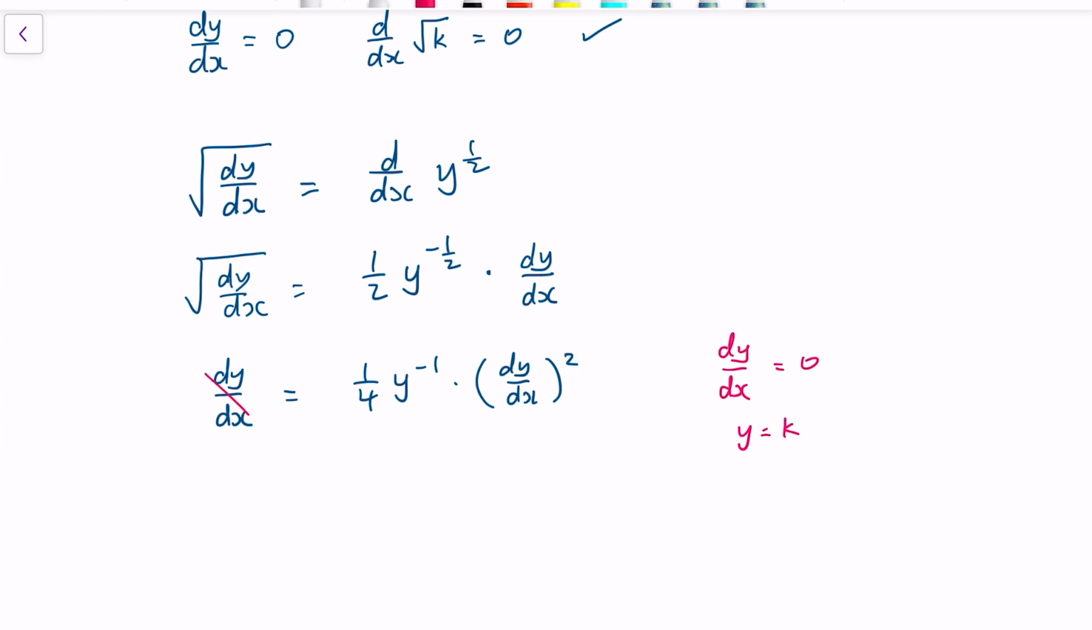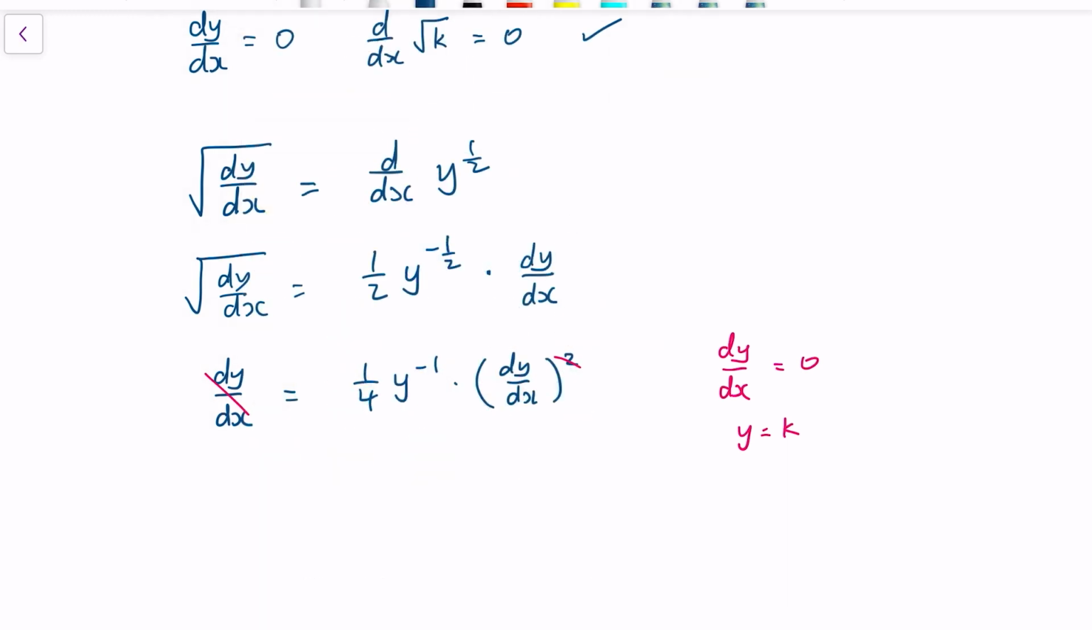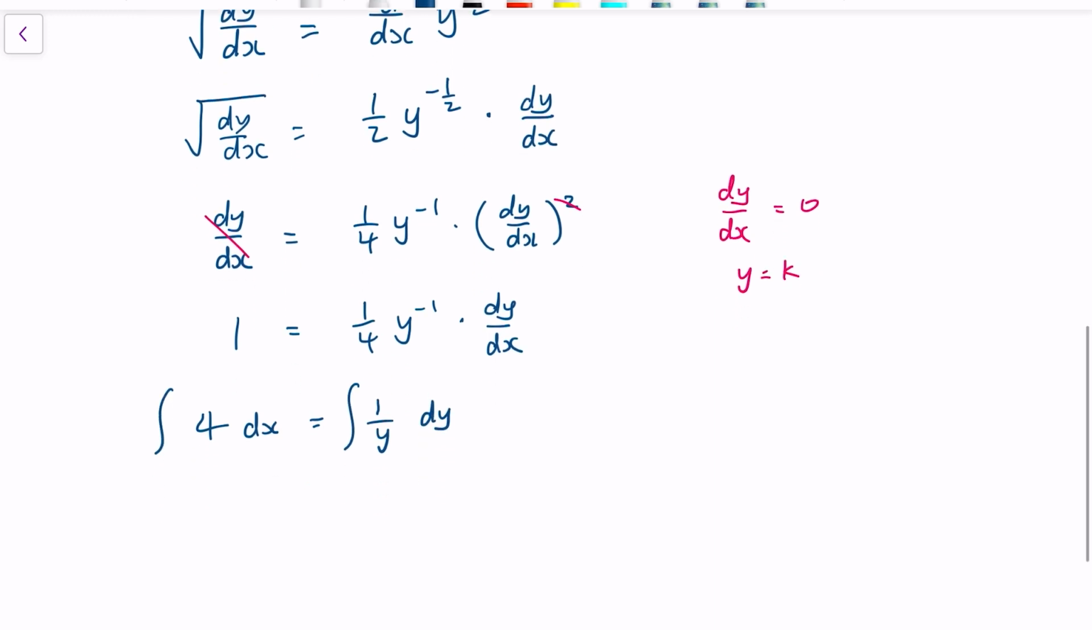I can cancel it now that I've recognised it's a potential candidate. Now I've got 1 equals a quarter y to the minus 1 times dy/dx, and this is just a separable differential equation. So if I separate both sides of the equation, I've got 1 dx equals, actually let's take the 4 up there as well. I find it a bit weird having dx on its own, so put 4 dx up there, and then we're integrating 1 over y, or y to the negative 1, dy.